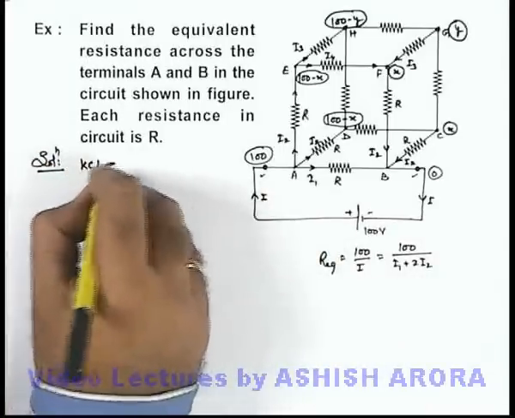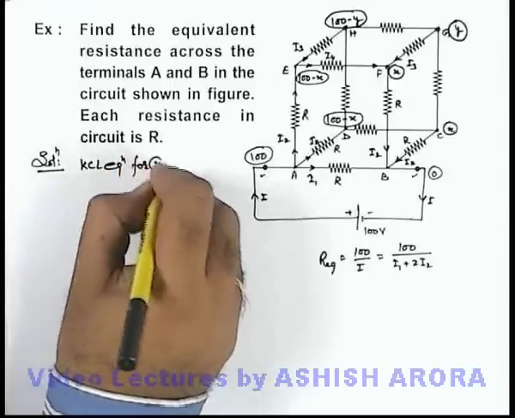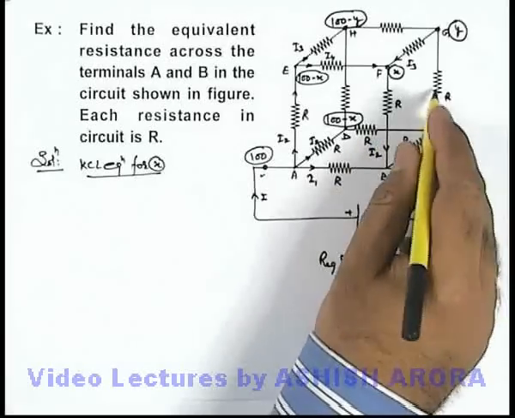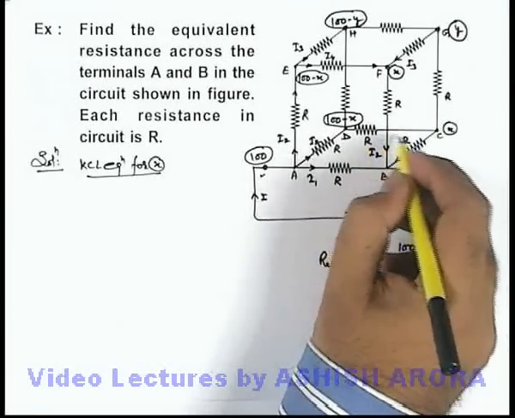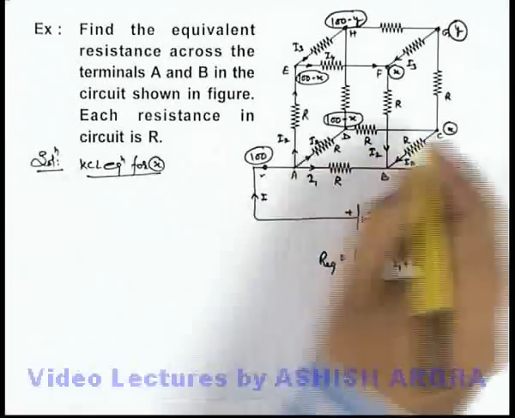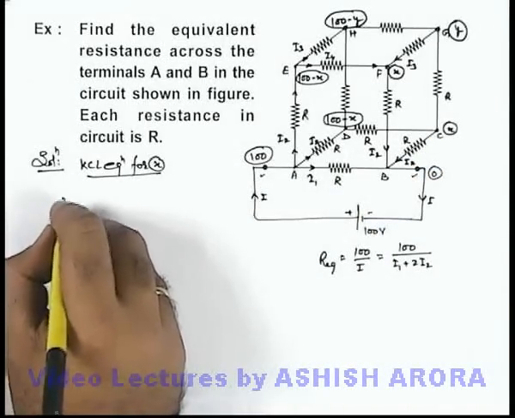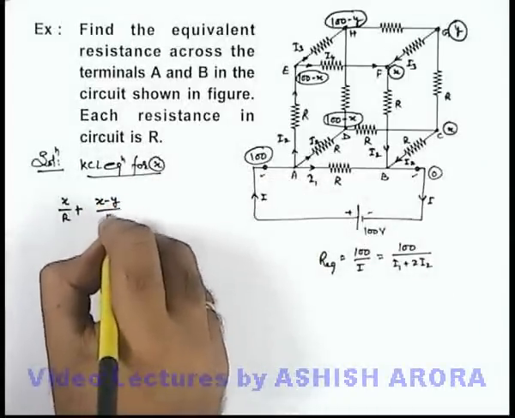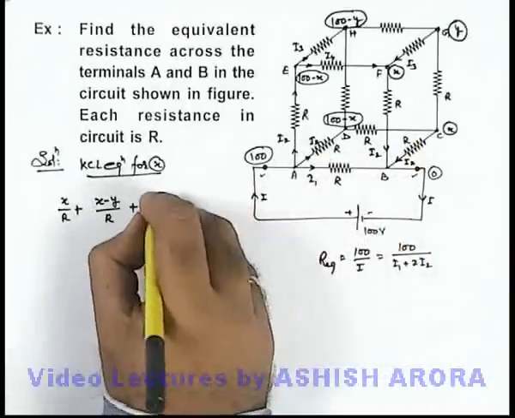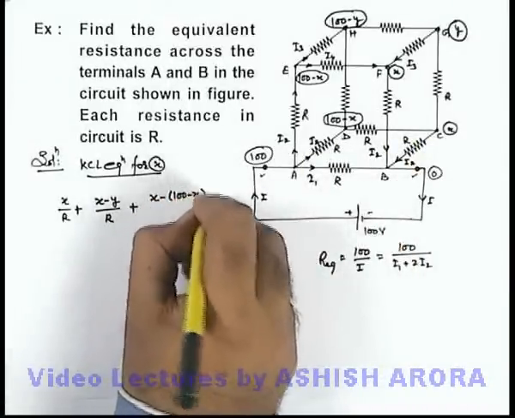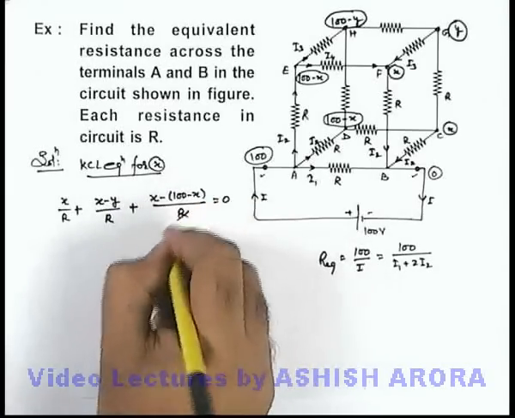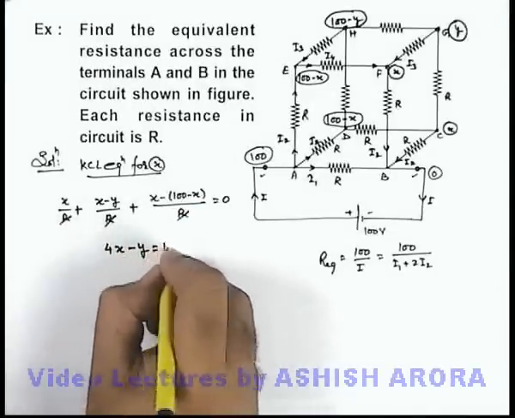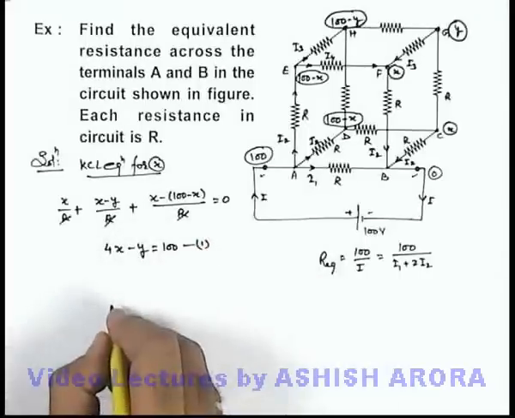here we can write the KCL equation for X. If we write the KCL equation for X, it is connected with 3 branches, each of resistance R. So in this situation we can write the outgoing current in this direction as (X minus 0) by R, plus in this direction (X minus Y) by R, plus in this direction (X minus (100 minus X)) by R, equals 0. Here R gets cancelled out, and on solving we get the equation 4X minus Y equals 100. This is equation 1.